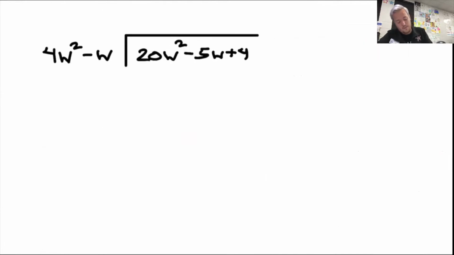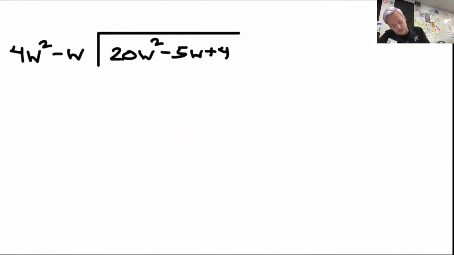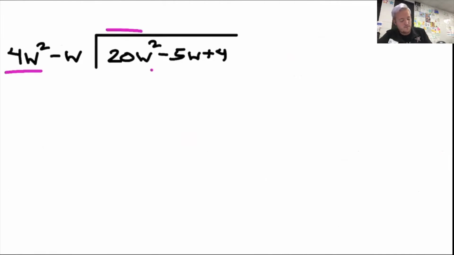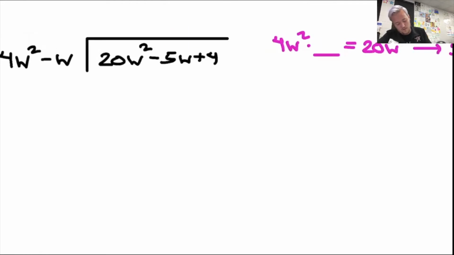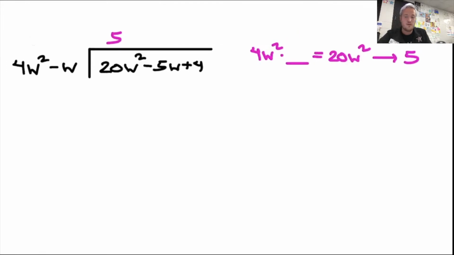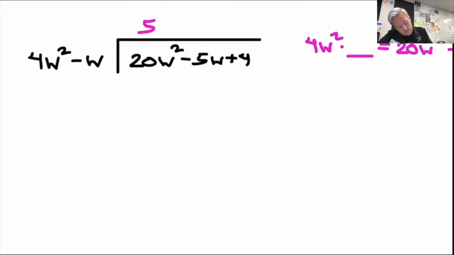All right, so what I will say about these is the problems are shorter, much shorter. All right, so we are looking for the leading terms. So 4w squared times what gives you 20w squared. So that value is 5. All right, so I'm going to multiply 5 times 4w squared minus w and write it underneath. So I'm going to have 20w squared minus 5w.